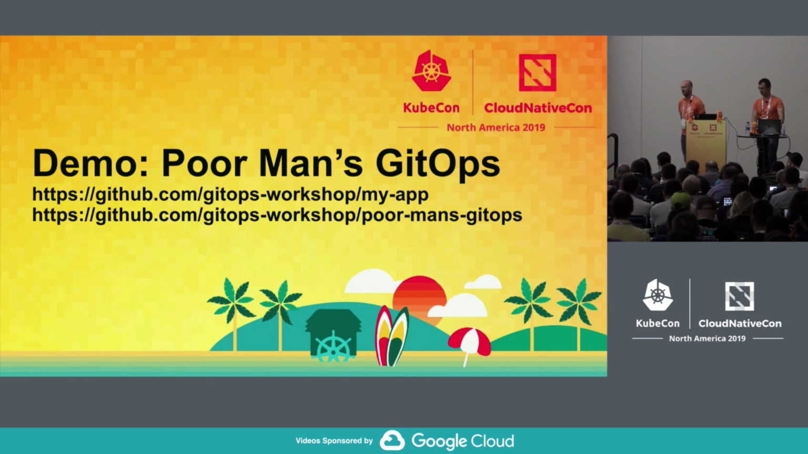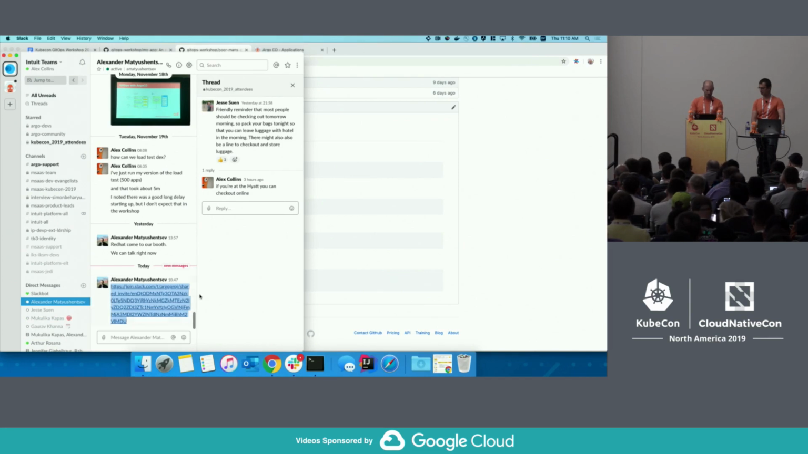Okay. What we're going to do now is I'm going to do a quick demo. And this code is in GitHub. You can check out these links. I'm going to bring it up now in my other window. We're going to do poor man's GitOps.